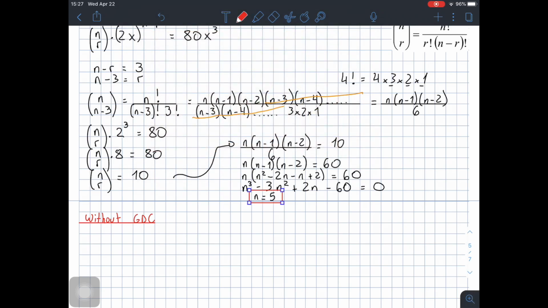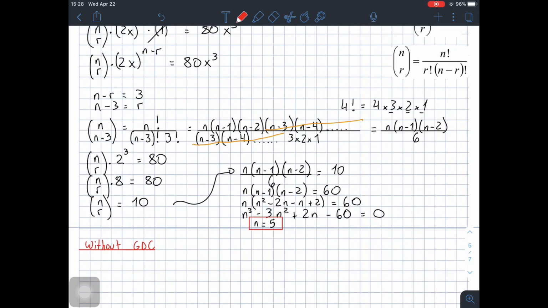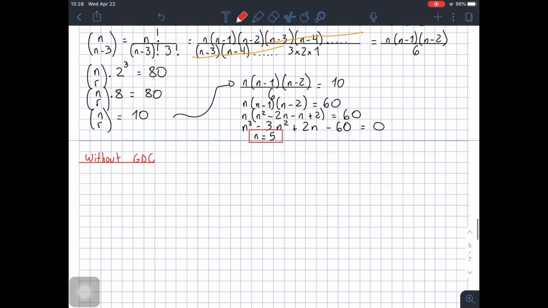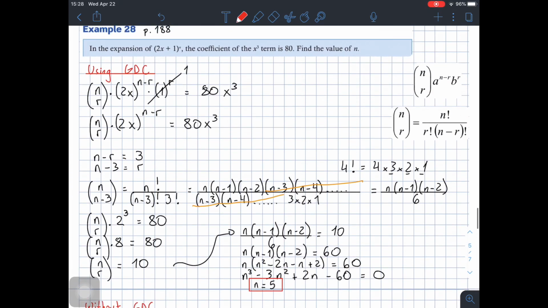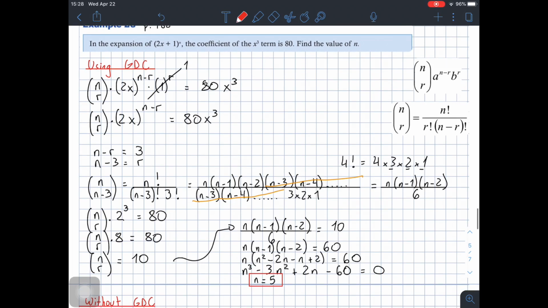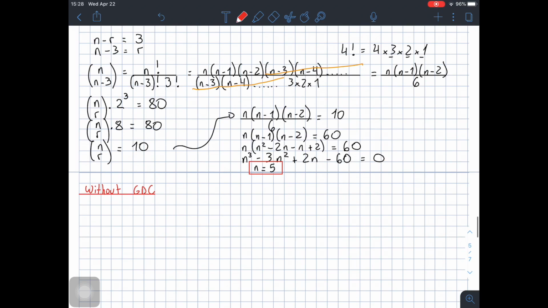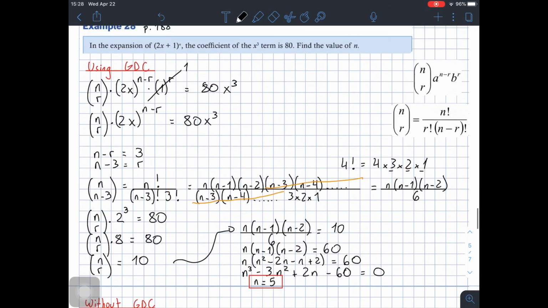Make sure that if you have doubts with this one, please ask, and we will try to review this in the live session. Now, if we don't use a calculator, I'm going to show you how I would solve this without using a calculator. Okay, let's see if this works out.